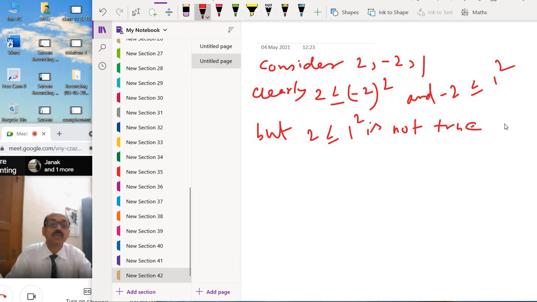See, clear? 2 less than or equal to 1 squared, which is 1. Out of 1 and 2, we know 2 is the bigger number, so it is not possible that 1 is bigger than 2. So 2 less than or equal to 1 squared is not true.